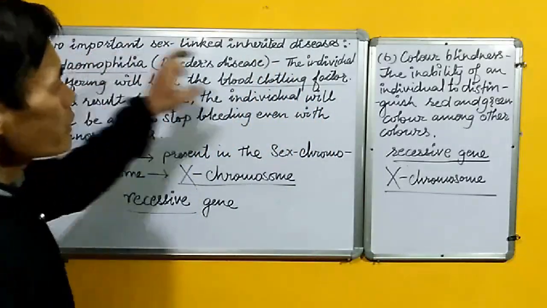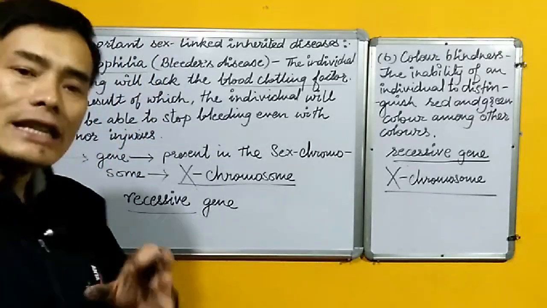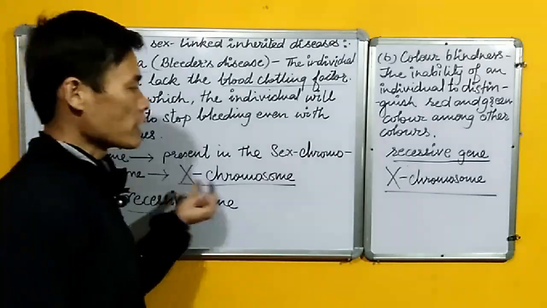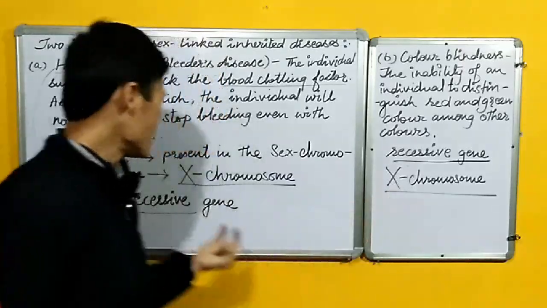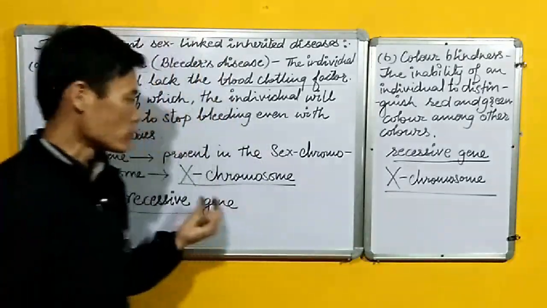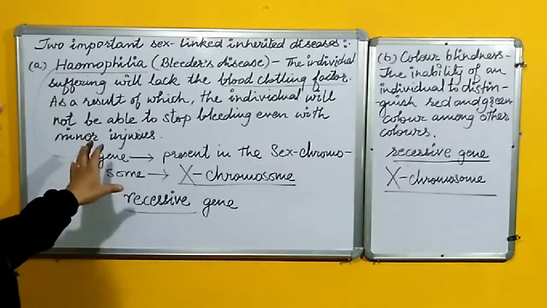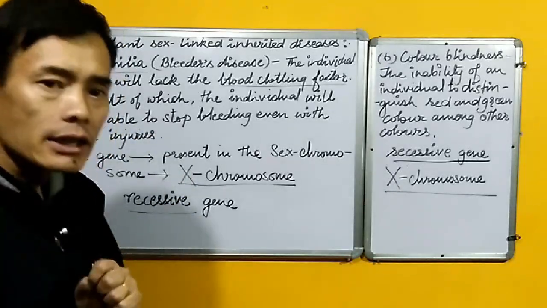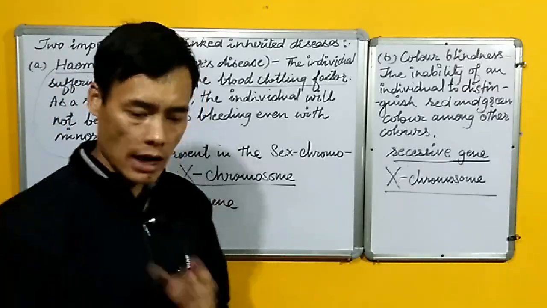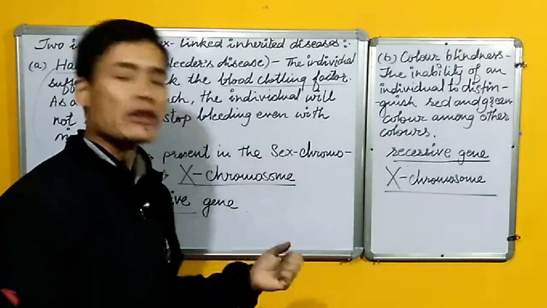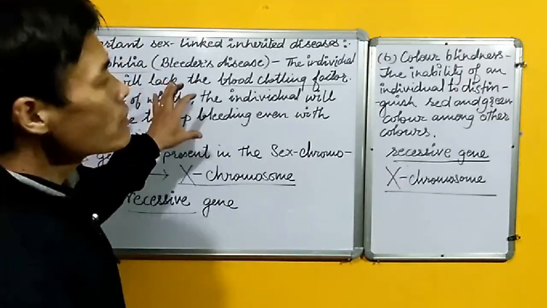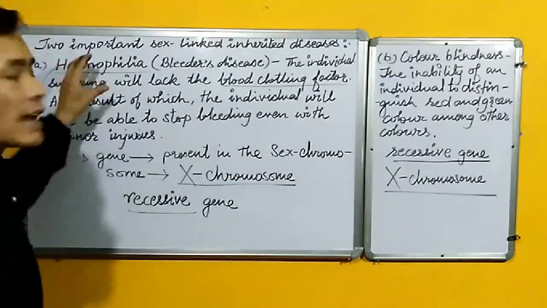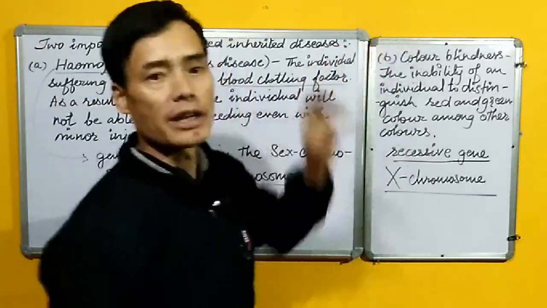So, taking both these genetic diseases, both of them are actually due to the expression of the genes present on the sex chromosome, that is the X chromosome. That is the reason the sex-linked inherited diseases are also referred to as X-linked inherited diseases. Now, we shall try to understand the pattern of inheritance of these two diseases, that is hemophilia and color blindness.